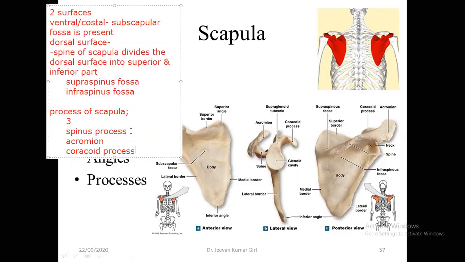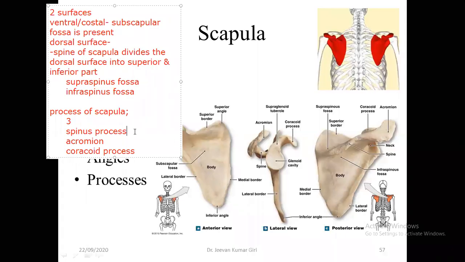Now see here, if you see the spinous process, this is the triangular bony projection in the dorsal surface of the scapula, extending from the medial border. The root lies on the medial border of the scapula. So this is the triangular bony process extending from the medial border of scapula, and it extends upward and laterally. So this is the spinous process.